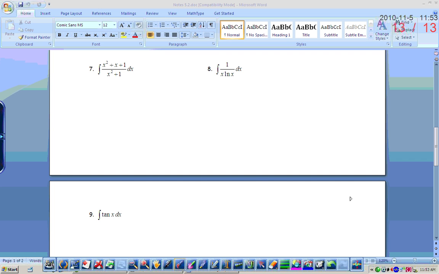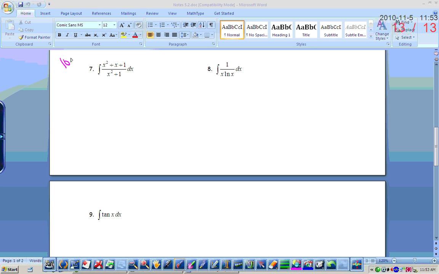Let's look at number 7. Let's kind of think through this. On number 7, we don't have a chunk of something raised to a power, so we don't want to let that be u. I've just told you that a lot of times we're going to let u be the bottom. But if I let u be the bottom, which is x squared plus 1, what would du be? 2x dx. And I've still got an x squared plus an x plus a 1. That's not working out for me very well.